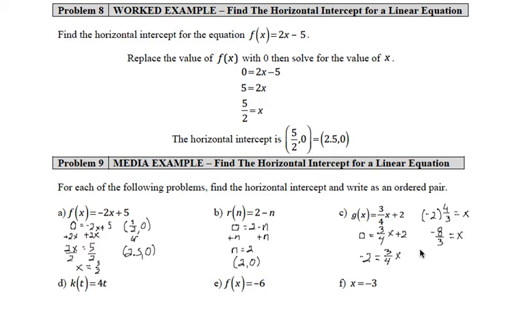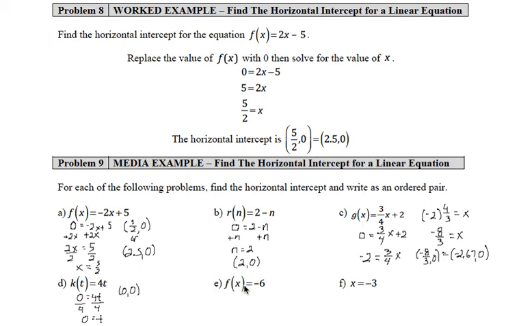So I can write that as an ordered pair, negative 8/3 comma 0. And I can also round that to negative 2.67 comma 0. For part D, k of t equals 4t, replace k of t with 0. So I get 0 equals 4t. Divide both sides by 4. I get 0 equals t. That gives me a horizontal intercept of 0, 0.